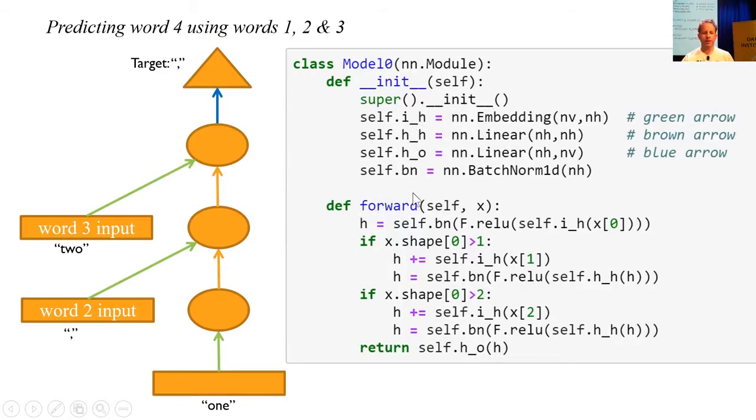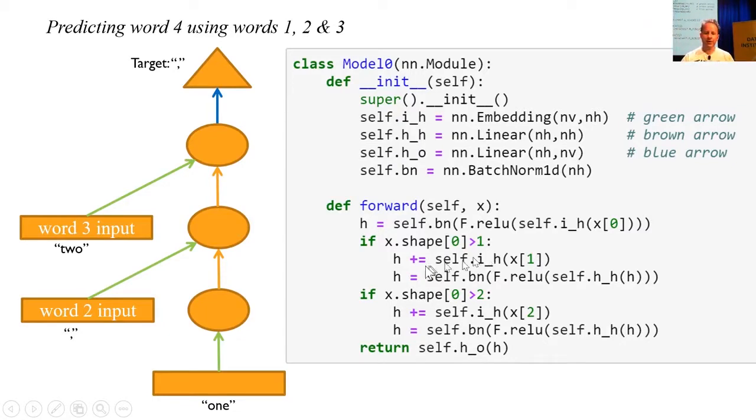And so then in the forward pass, we take our first input, X0, and put it through input to hidden, the green arrow, okay? To create our first set of activations, which we call H. Assuming that there is a second word, because sometimes we might be at the end of a batch where there isn't a second word, assuming there is a second word, then we would add to H the result of X1 put through the green arrow. Remember, that's IH.